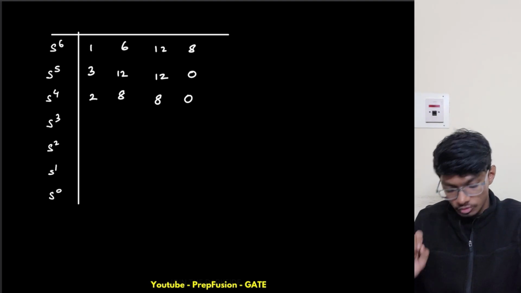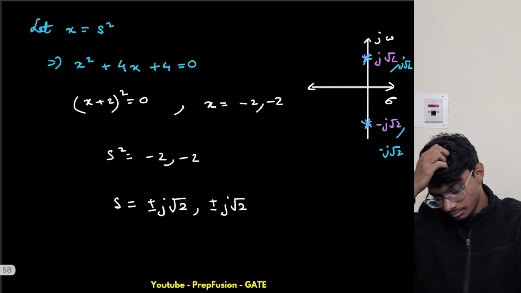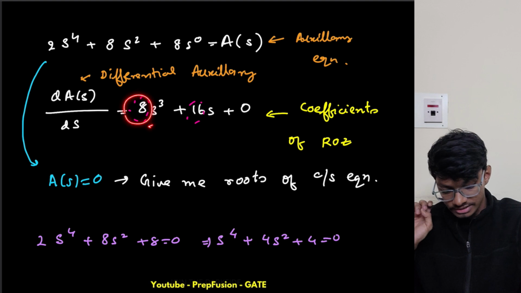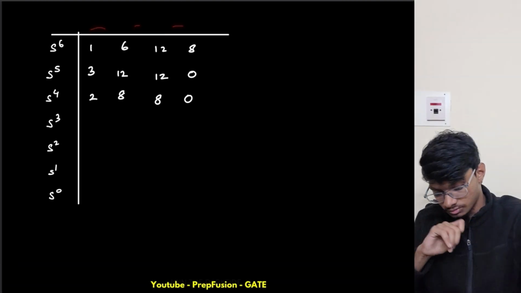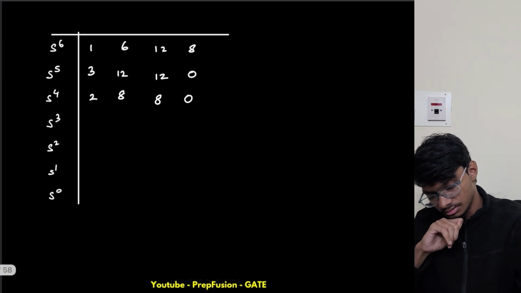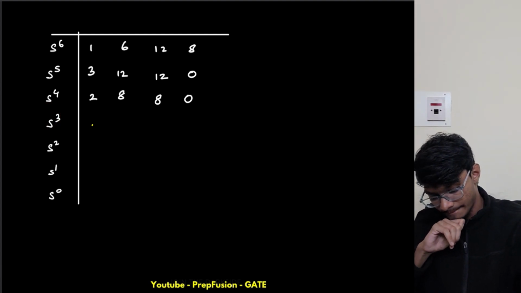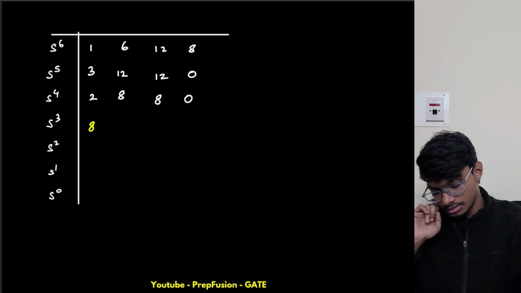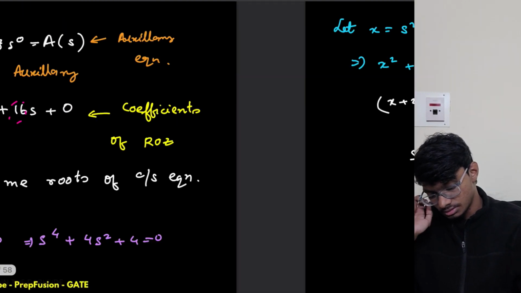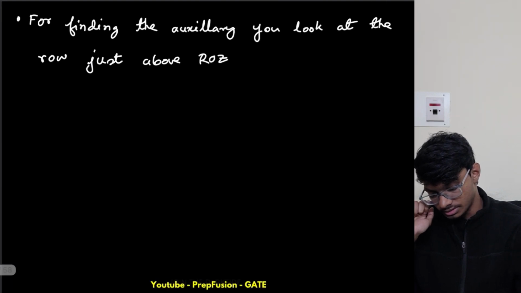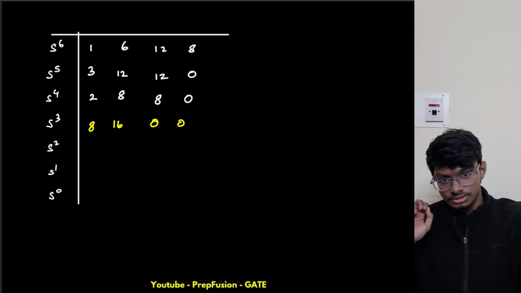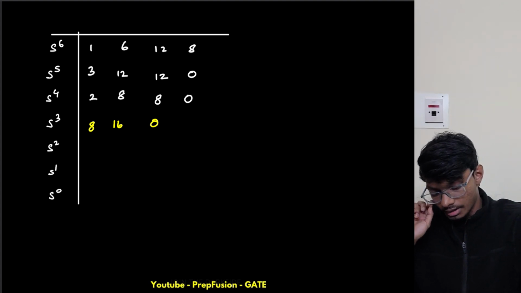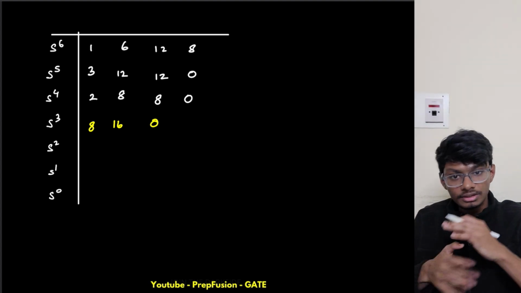So if we rewrite this with new coefficients, what are my new coefficients? My new coefficients are these: s cube has 8 and s to the power 1 has 16. So I hope you understand that we skip one power. So this is again equals to 0, and now I will restart my computation.